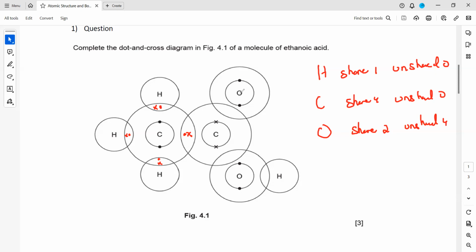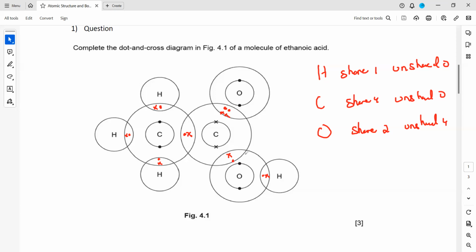And here we have oxygen. Oxygen is bonded with carbon. Because oxygen belongs to group 6, group 6 elements share 2. So if oxygen shares 2, this carbon will share 2. And this oxygen also shares 2, but this oxygen, on one side it is bonded with hydrogen and on the other side it is bonded with carbon. So one side it will share an electron pair with hydrogen and the other side it will share an electron pair with carbon.